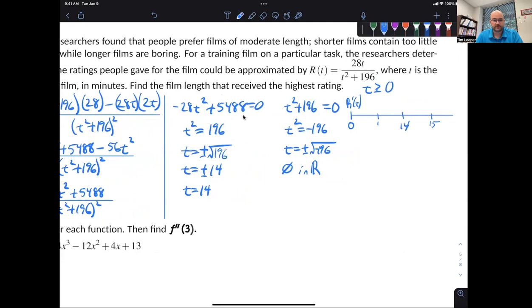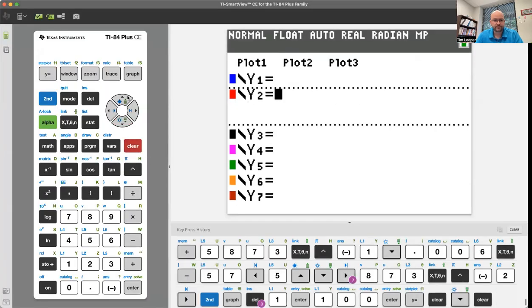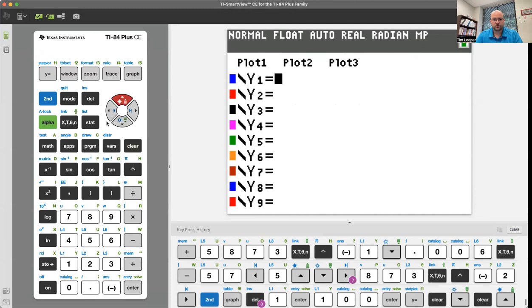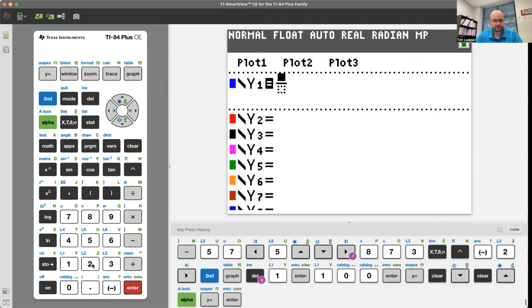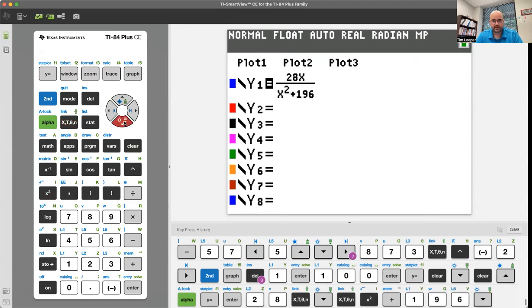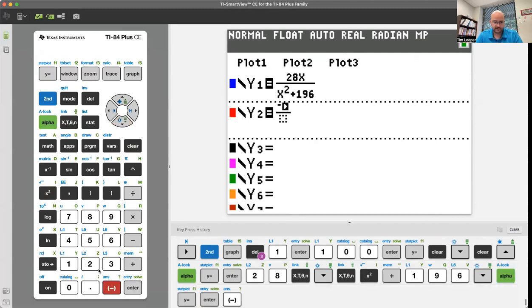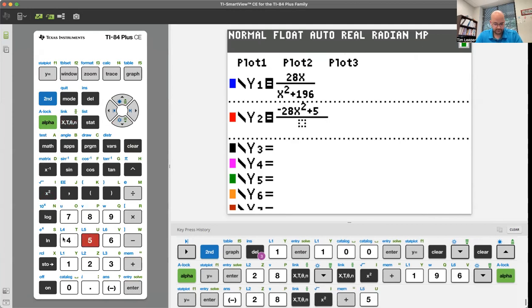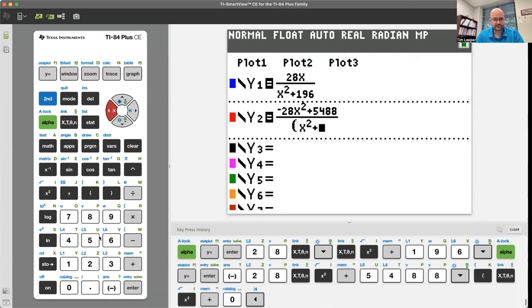So going to the derivative, well, going to y equals here. On y1, we're going to type in the original function, 28x over x² + 196. And on y2, we're going to type in the derivative of negative 28x² + 5488 over parentheses x² + 196 squared.